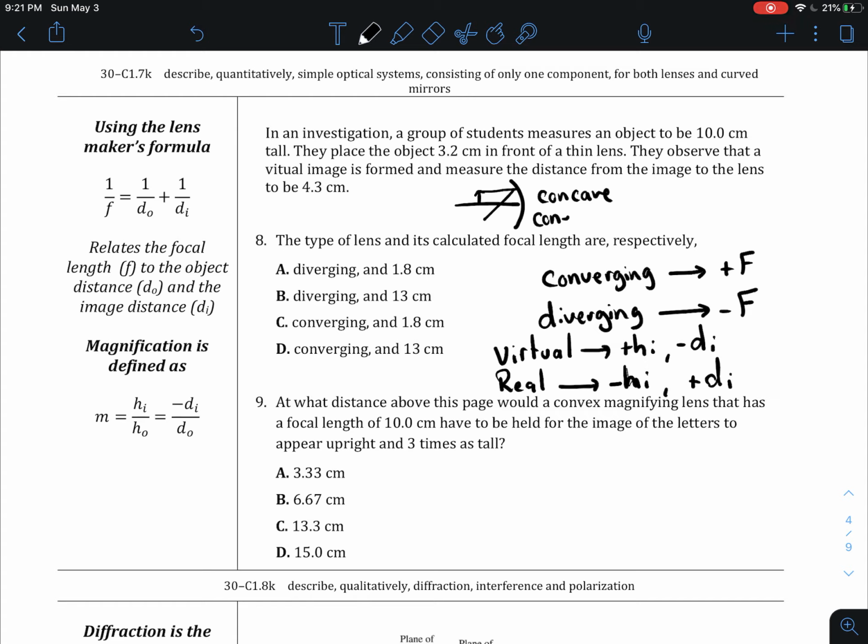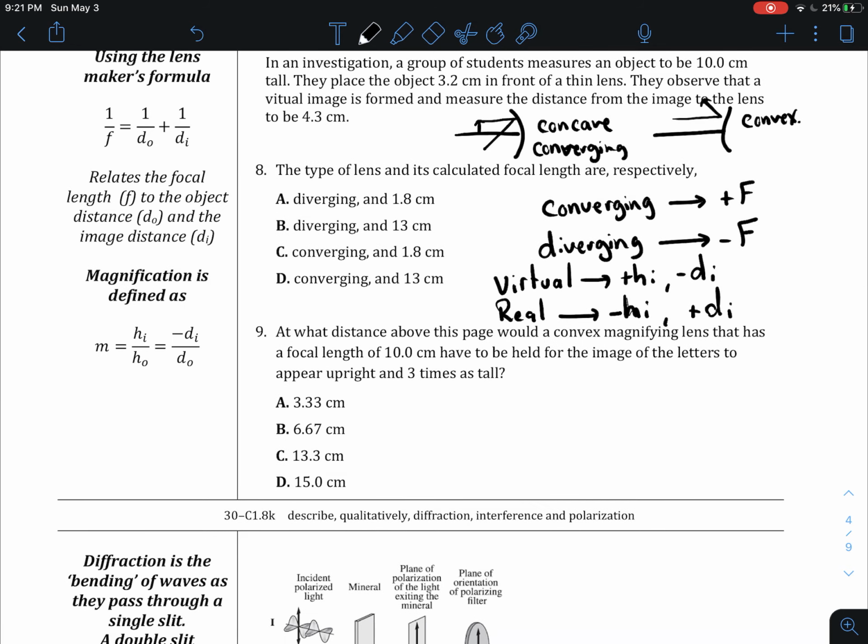This is a concave, converging. Then if I had one that looks like this, it would be a diverging, where light would actually diverge. This is known as a convex. So those are for mirrors.